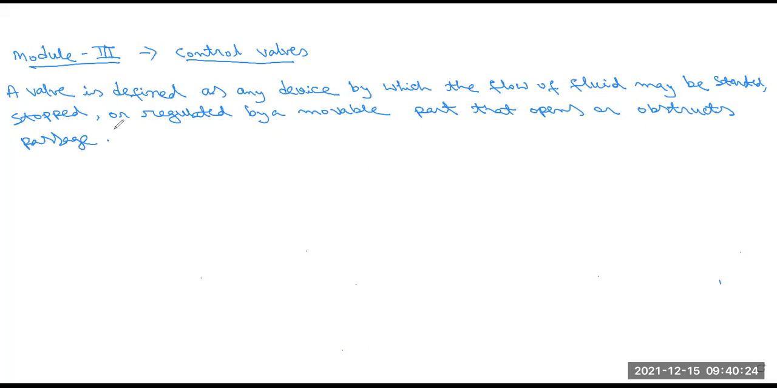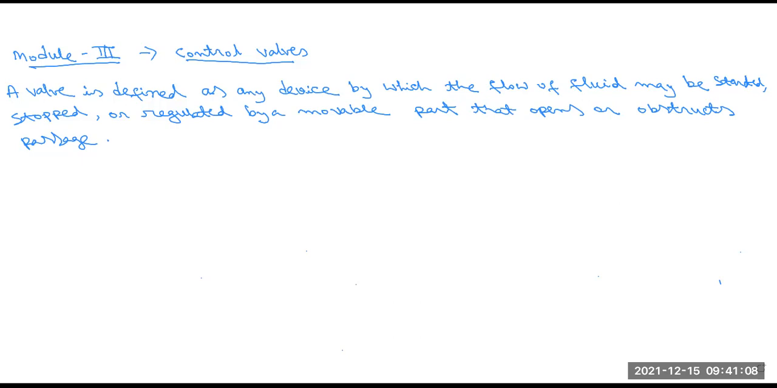This is the definition of a valve, that is a control valve. A valve is defined as any device by which the flow of fluid may be started or stopped or regulated, that means you maintain the fluid flow, by a movable part that opens or obstructs the passage. This is the valve which controls the fluid flow rate. This is one example: this device is called the control valve.